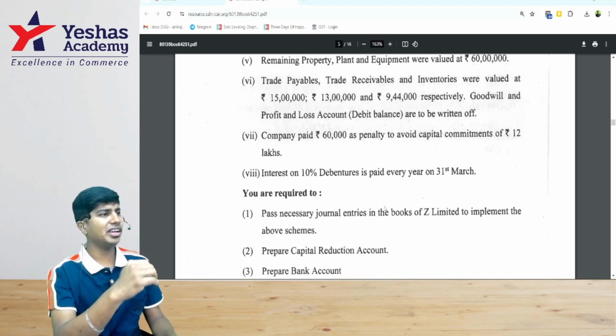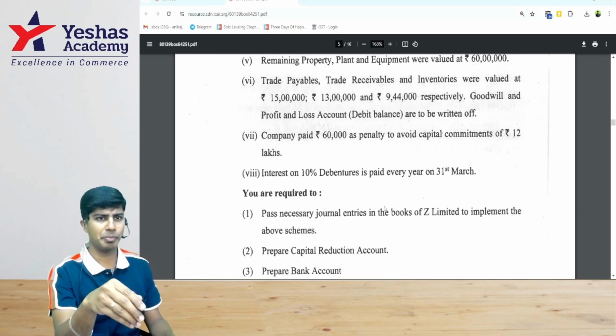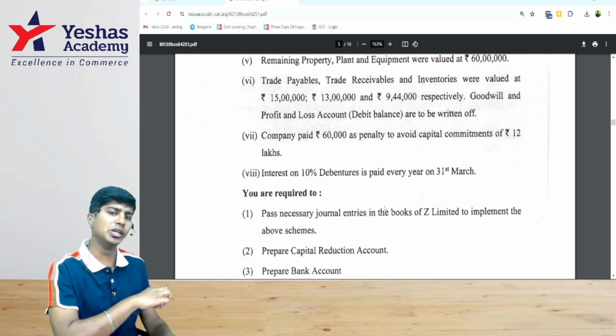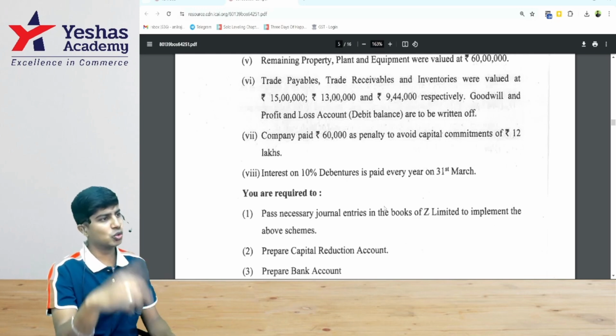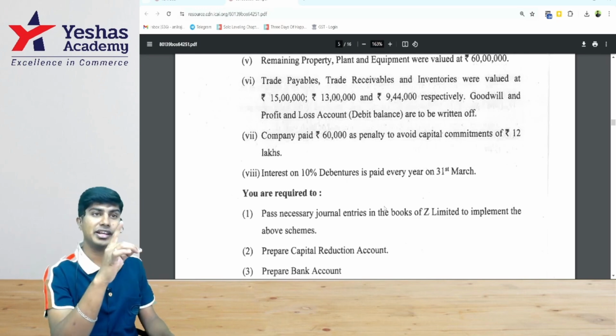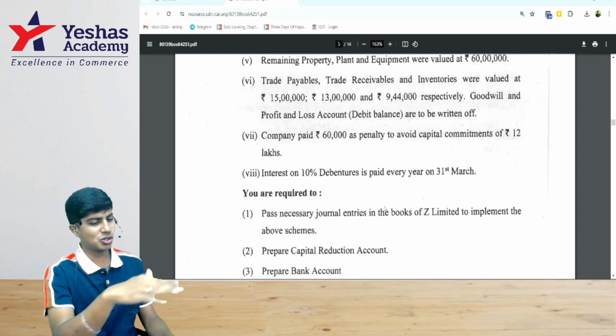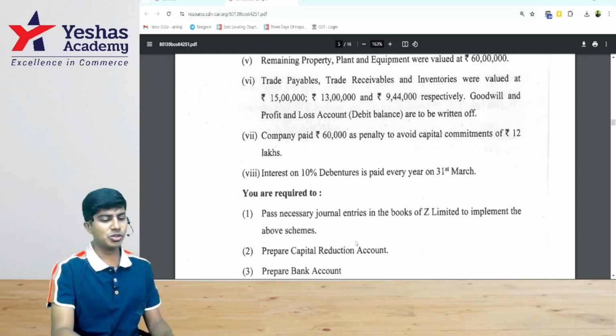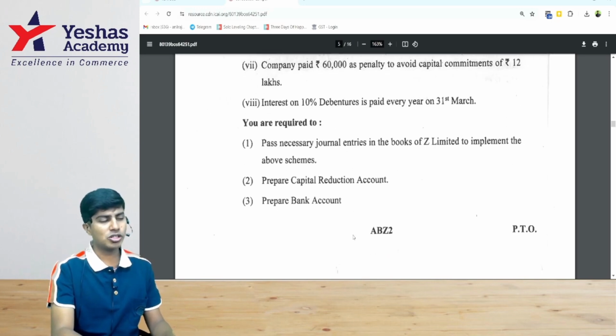That doesn't count. Why? We're doing internal reconstruction on 1st of April. We're assuming that interest is duly paid last year on the last date. That was only to help us identify that debenture adjustment. Right now, nothing. We're not doing transactions for the entire year. We're doing transactions only as on one date, 1st of April. So this has no impact. They've asked us to do journal entries. We are done. They've also asked us to do capital reduction account and bank account.